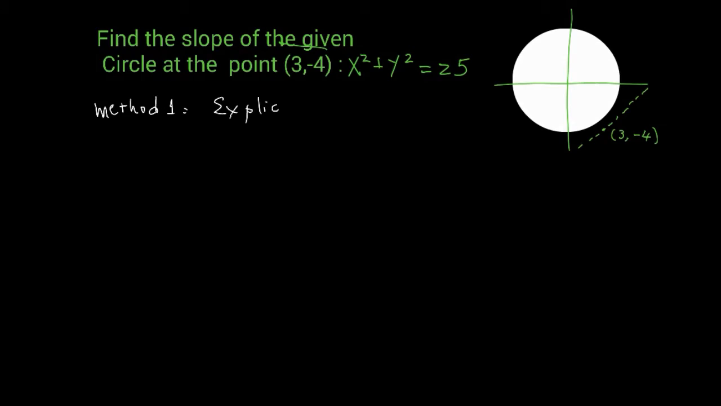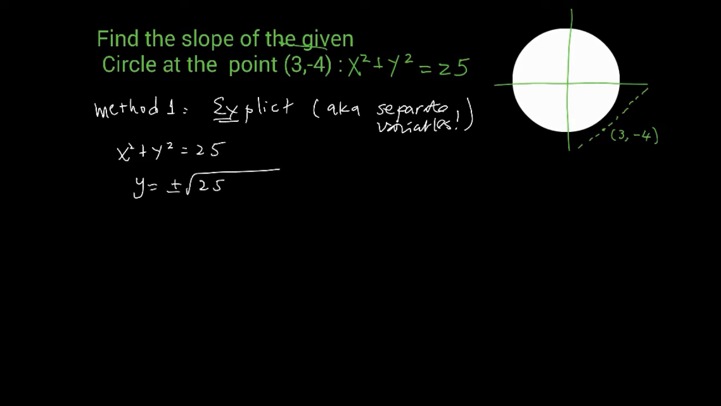Here I have a circle, y squared plus x squared equals 25, and I'm asked to find the slope at a given point, 3, minus 4, which is in the fourth quadrant. Method 1, I'm going to use the explicit. By explicit, think of x as separated. X is no longer together, like your ex-partner, ex-girlfriend, ex-boyfriend. You're no longer together, you're separated.